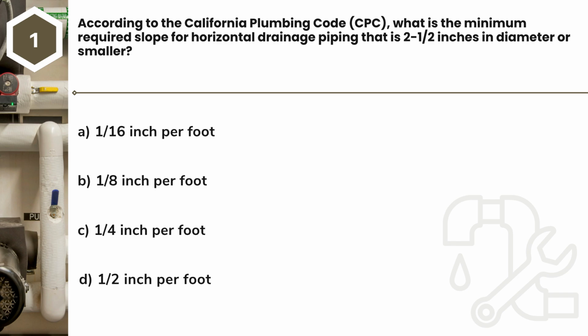Question 1. According to the California Plumbing Code, CPC, what is the minimum required slope for horizontal drainage piping that is 2.5 inches in diameter or smaller? A. 1/16 inch per foot. B. 1/8 inch per foot. C. 1/4 inch per foot. D. 1/2 inch per foot.